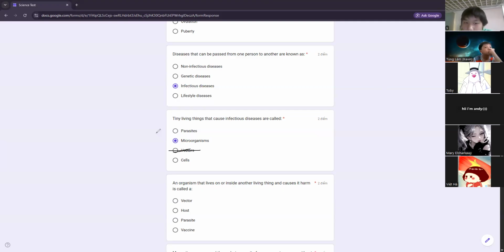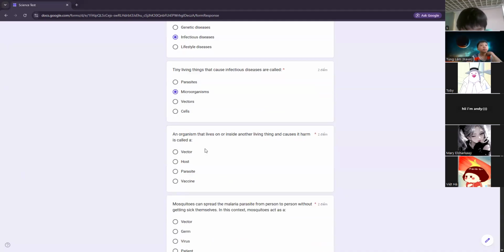A parasite, although it could be a cause of an infectious disease, is something that goes inside your body and causes harm. They usually benefit themselves, but it doesn't benefit you. So it's known as a parasite, and no, it is not the answer here. And cells are basically just things that live in your body, the simplest form of a living organism. Therefore, cells are also not the things that cause infectious diseases.